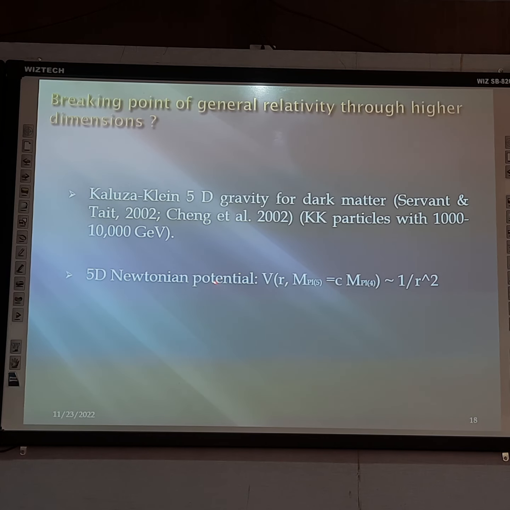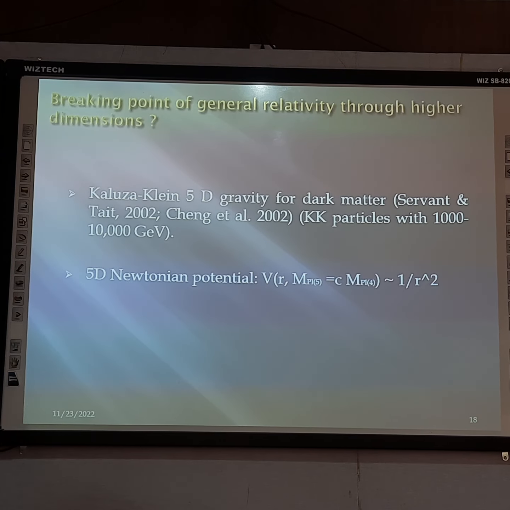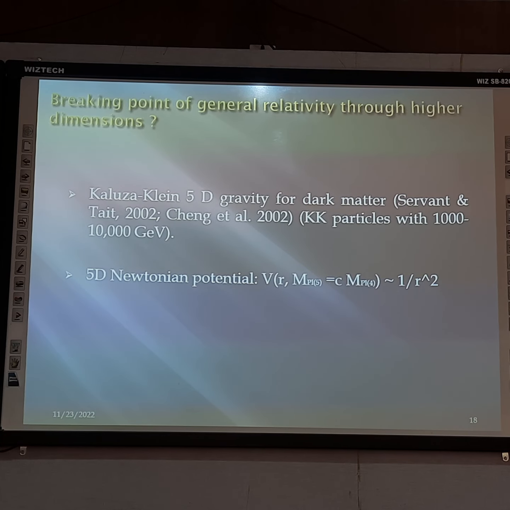And for the 5-dimensional Newtonian potential, if we take Kaluza-Klein gravity, then the Newtonian potential gets modified like 1 by r squared. It is not 1 by r. It is 1 by r in Newton, normal GR, and 1 by r squared for Kaluza-Klein gravity. And it is parameterized by something called the 5-dimensional Planck mass, which is related to the 4-dimensional Planck mass through some parameter called c.